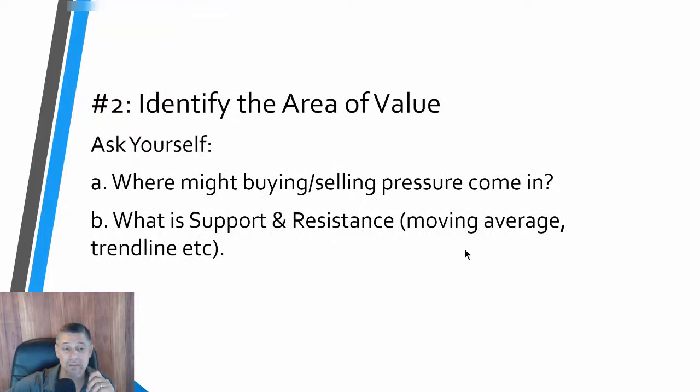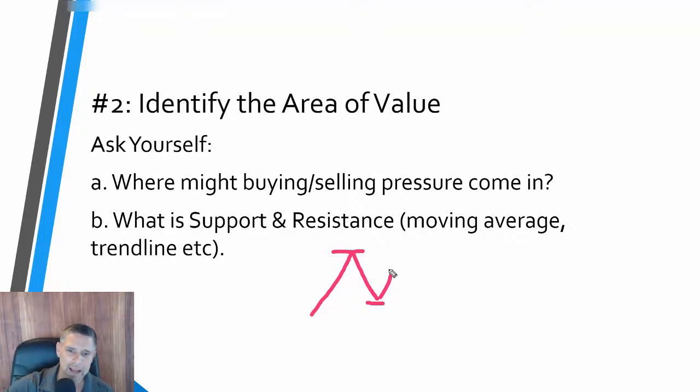Identify the area of value. Now ask yourself this question: where might buying and selling pressure come in? So area of value, and you see right here, another way is to identify it as support and resistance. There's many ways that a trader can identify support and resistance or an area of value. One way would simply be, where does price stop going up and start going down? That is resistance. Another one would be, where does price stop going down and start going up?